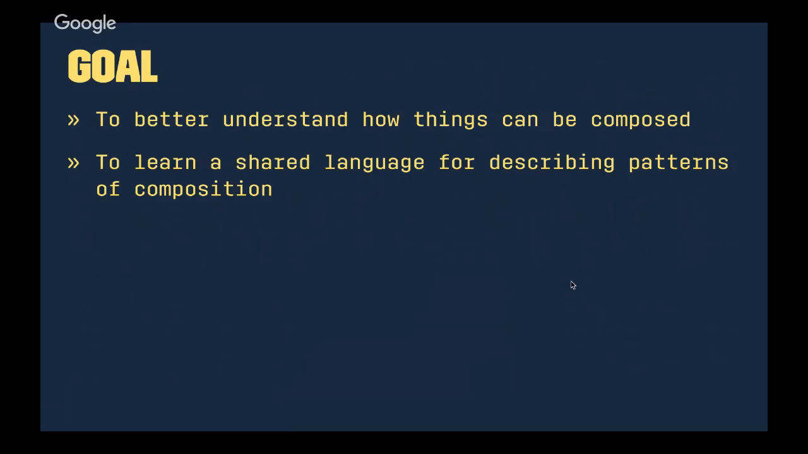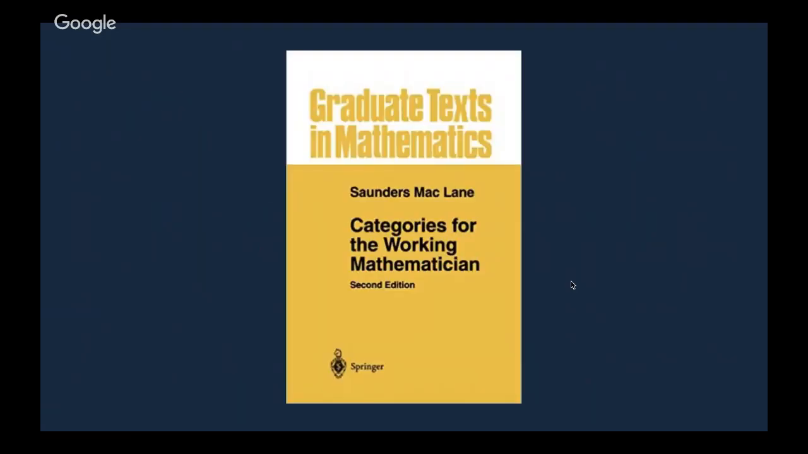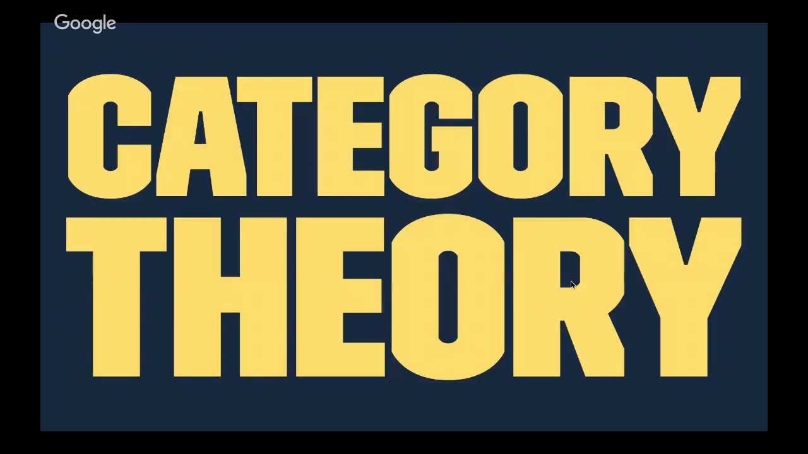So our goal here for this talk is to try to better understand how things can be composed a little bit and to try to learn a shared language for describing patterns of composition. That's what I hope we get out of this today. Which takes us back to this topic, the idea of categories.